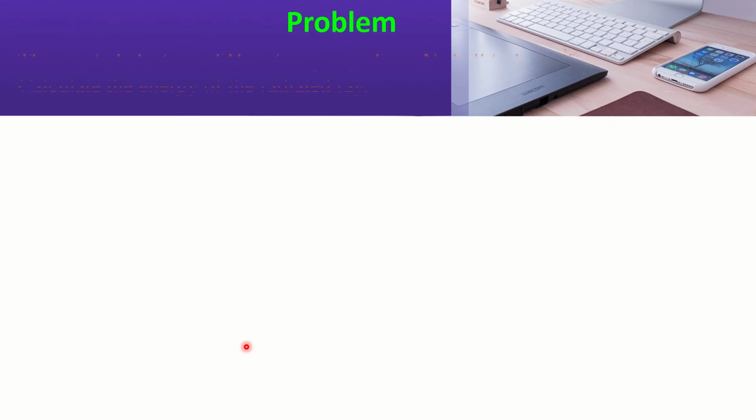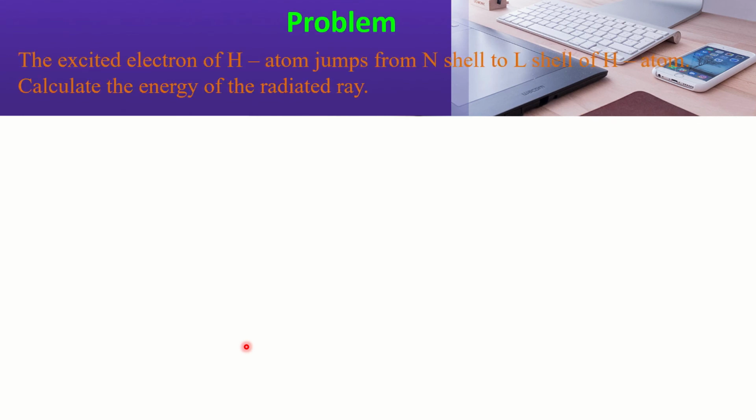Now, dear students, there is another math problem that is not from your book. The excited electron of a hydrogen atom jumps from the N shell to the L shell of the hydrogen atom. Calculate the energy of the radiated ray. Dear students, look, here also, just like before, you have to calculate the energy of the radiated ray. Here it is not specified that you must use frequency, so you can use any formula.